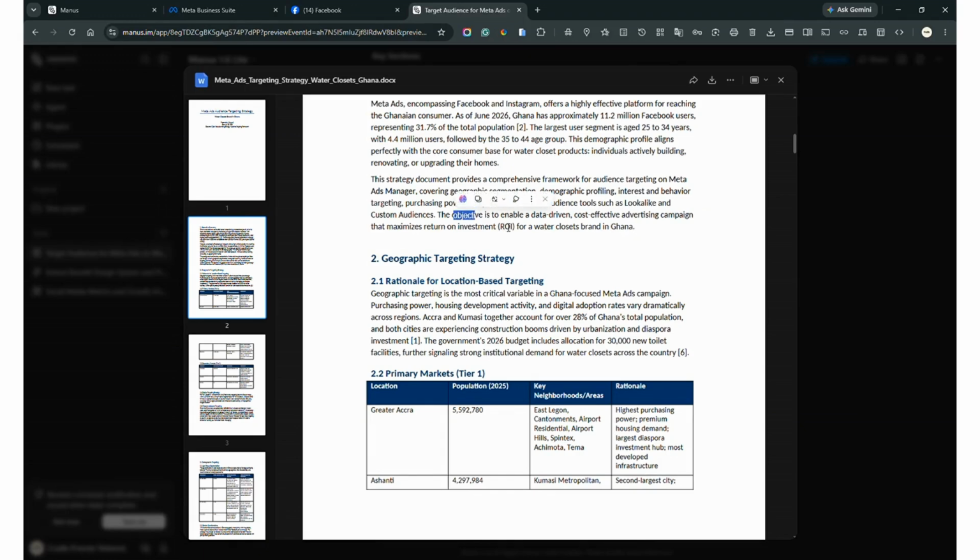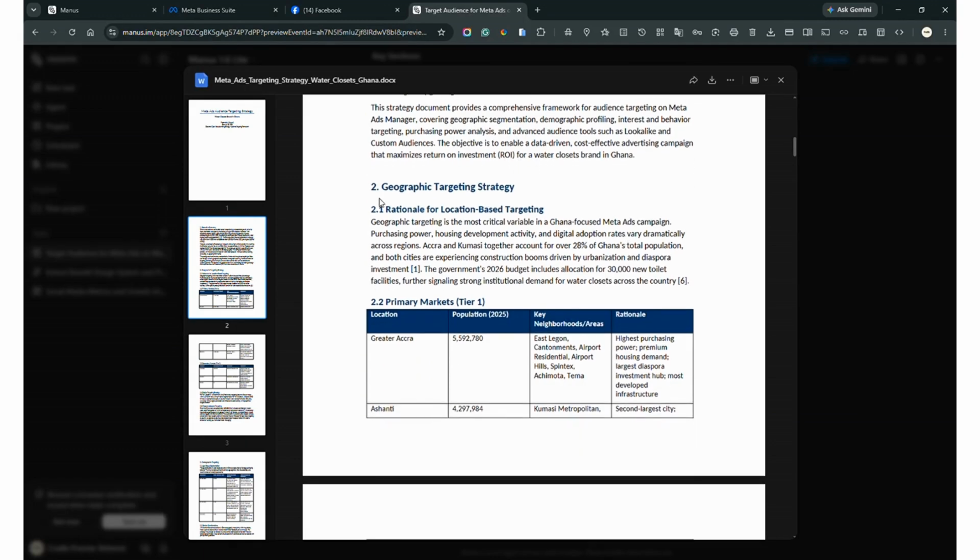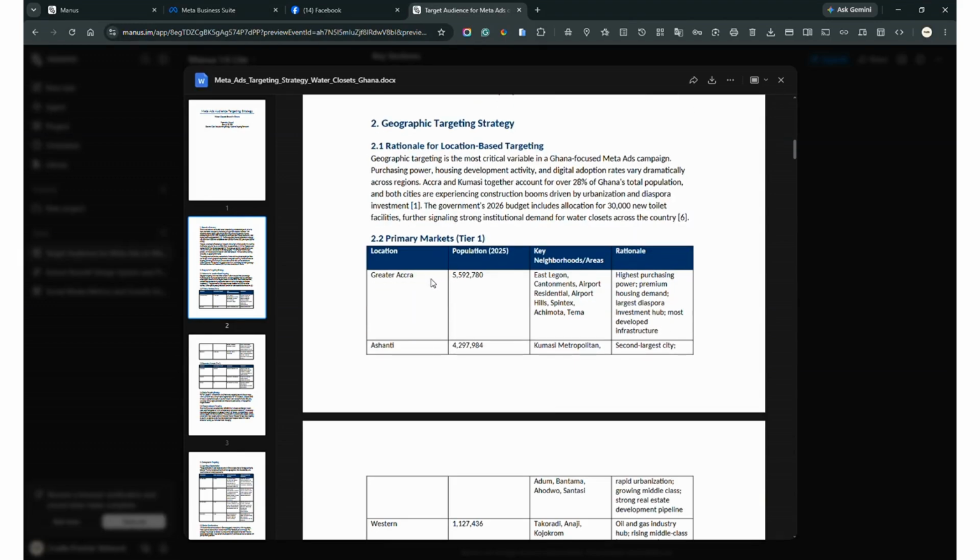How we can get a return on investment for a water closet brand in Ghana. The geographic targeting strategy here is we are looking at Greater Accra as one of the locations where the population is about 5 million, right? Okay. And then we have East Legon, key areas like Cantonment, Airport Residential, Airport Hills, Pentex. We also have so forth and so forth.